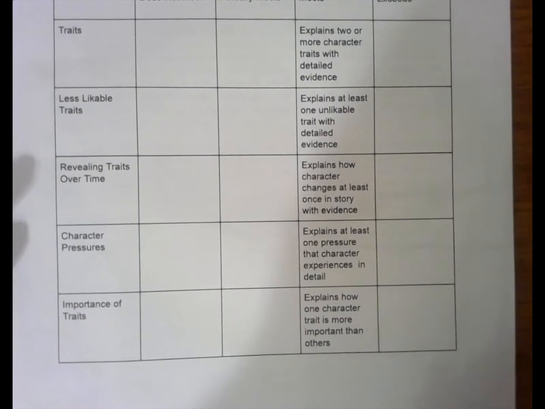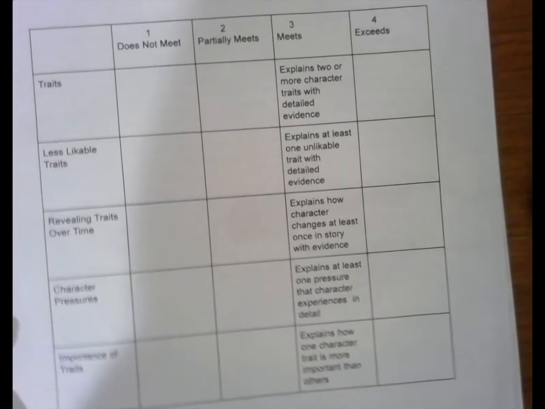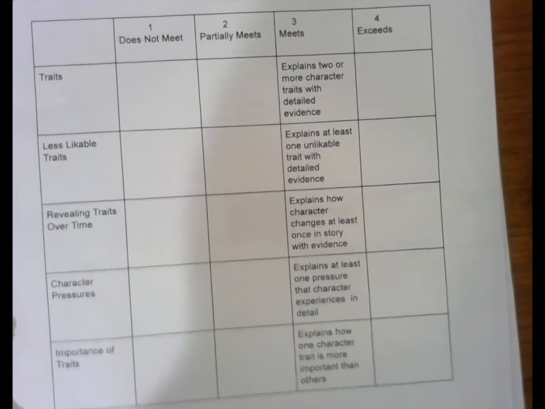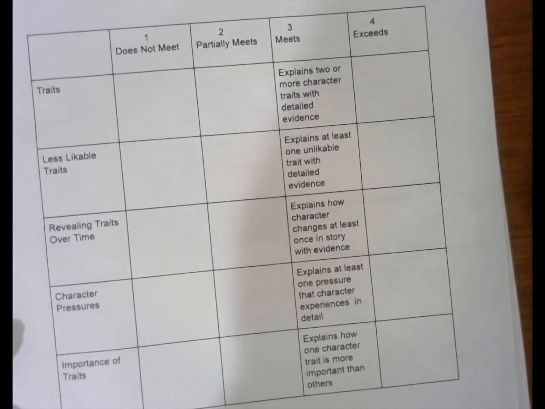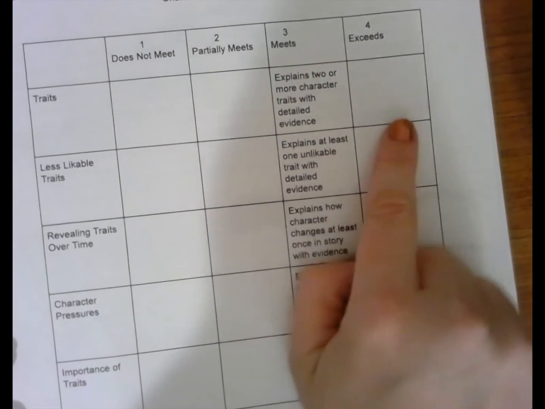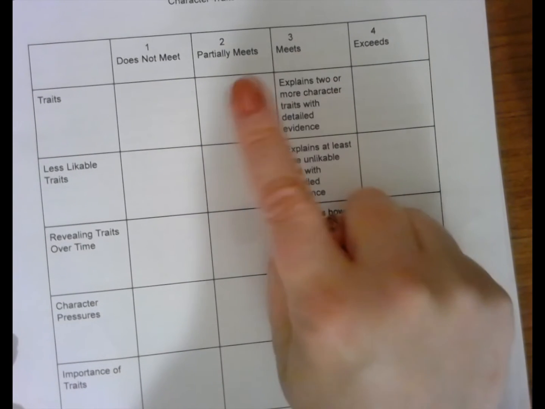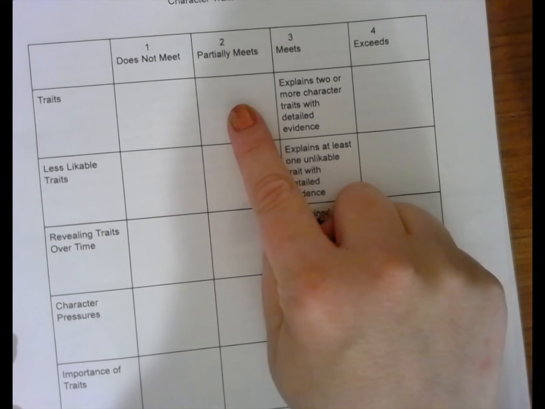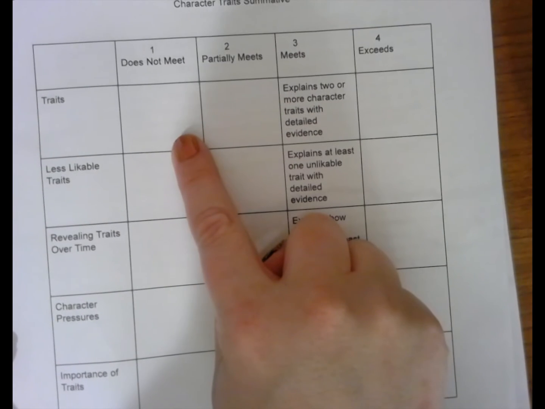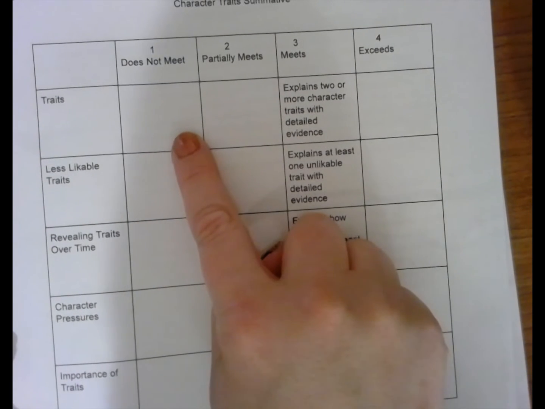Now, I do want you to take a look at the rubric that we're going to be using for your test, just so you have an idea of what you're going to be graded on. I will go over it. A 4 exceeds is like an A, a 3 meets is a B, a 2 partially meets is like a C or a D, and a 1 does not meet is an E or failing.